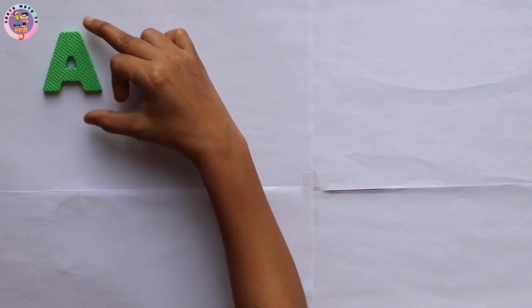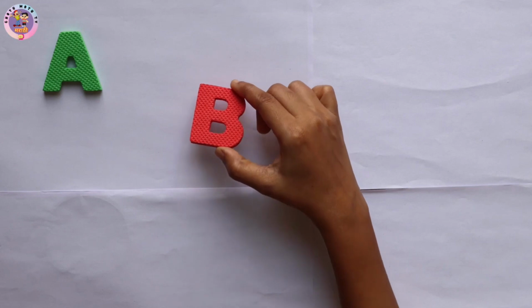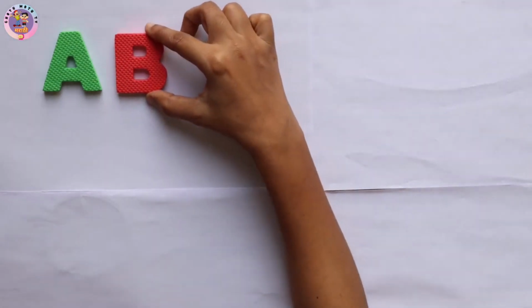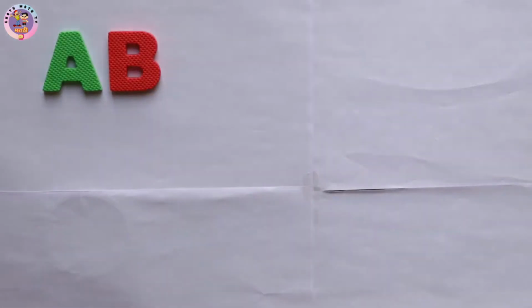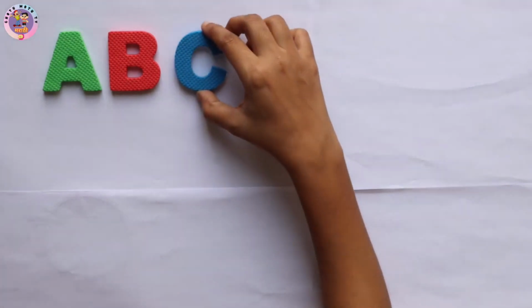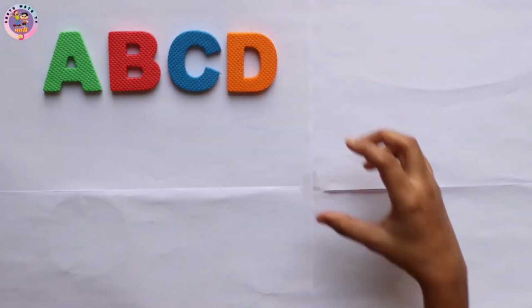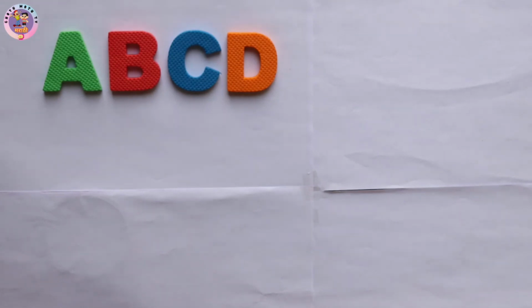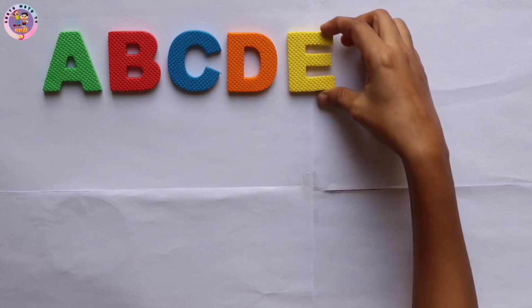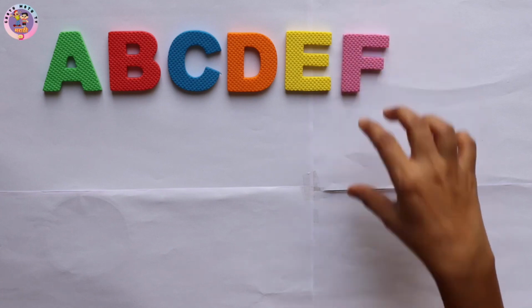A for aeroplane. B for basket. C for car. D for dog. E for elephant. F for fish.